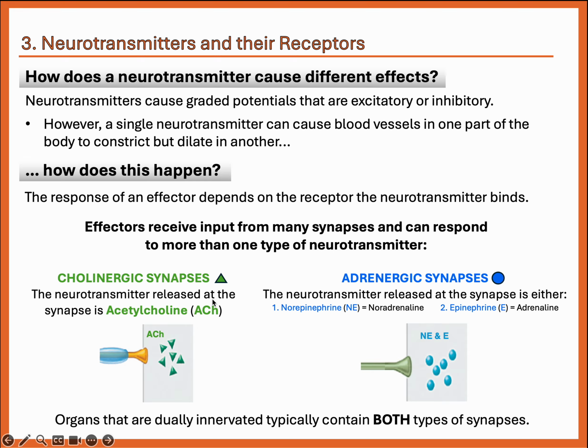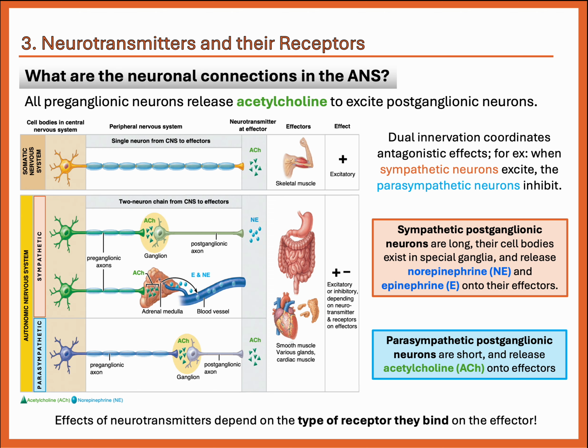And why am I introducing this? Because organs that are dually innervated by sympathetic and parasympathetic typically contain both of these synapses, which tell them to do different things. So here is my crazy chart, but let's go through it slowly. What you have here is neuronal connections in the ANS. So all preganglionic neurons release acetylcholine.